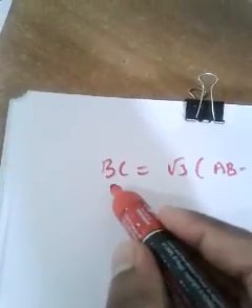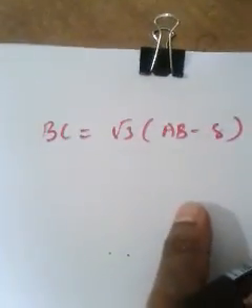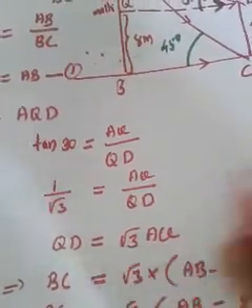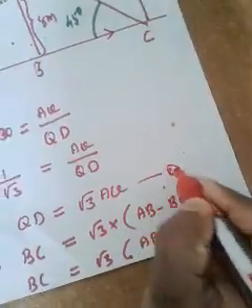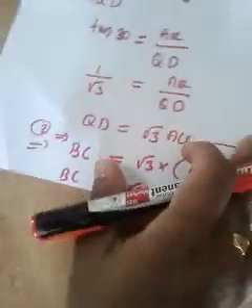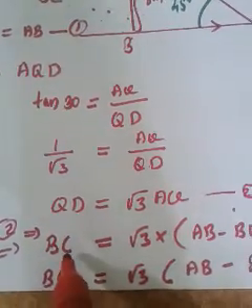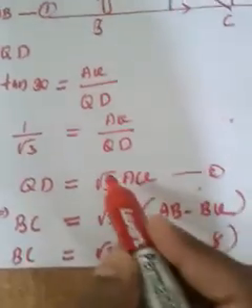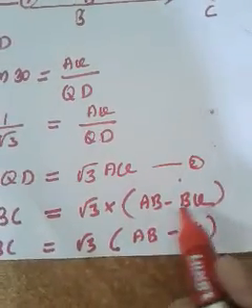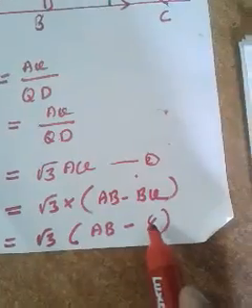Now what is BC? From the second equation, it is very simple: QD is equal to root 3 AQ. You can mark it as the second equation. From that, after some modification, QD is nothing but BC, as we understood from the figure, and AQ we replaced with AB minus BQ. I am not going to repeat that. So BC is root 3 into AB minus BQ, and we know BQ is 8.